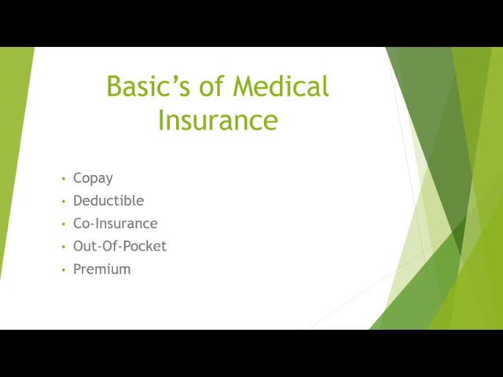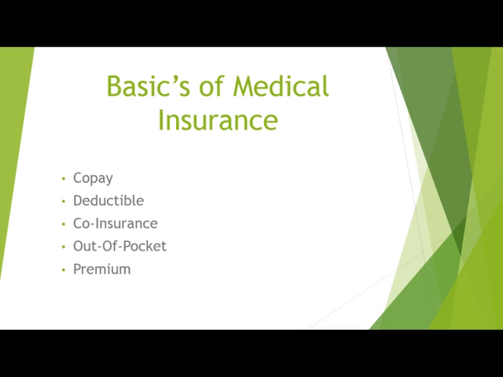Secondly is a deductible. This is actually a set amount that the insurance company sets, and once again, this can vary from patient to patient depending on what insurance plan they have. But a deductible is, the basics of it, the insurance company sets a set amount. Let's say it might be $500, and that patient has to pay that $500 out of pocket before any insurance benefits kick in.